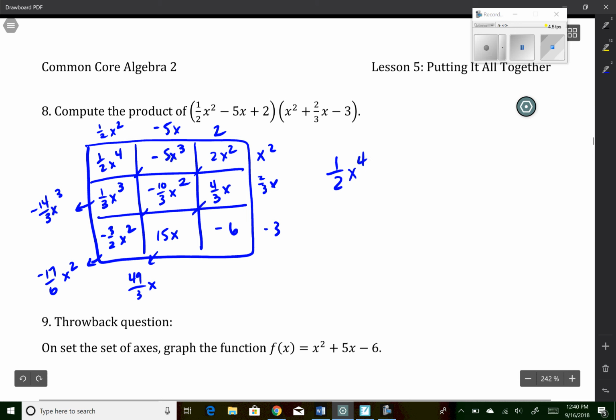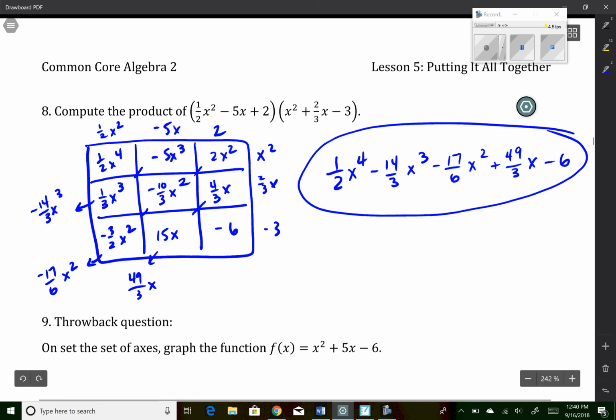So I have 1/2 x to the 4th is the first term, minus 14/3 x cubed, minus 17/6 x squared, plus 49/3 x minus 6. This is a totally perfect, acceptable answer. What you could do, if you really wanted to, is multiply through or divide out so that the fractions go away and we just have one fraction out front. But it is kind of unnecessary, so we don't need to worry about that. Let's take a look at the next one.